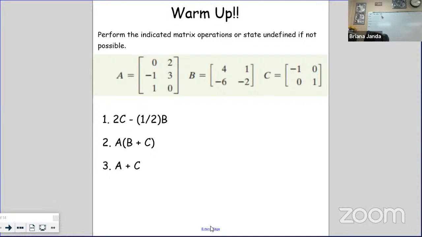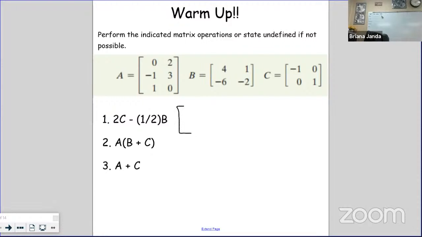So I would do 2 times matrix C. Oh, we are way out of orientation here. Let's try this again. 2, there we go.